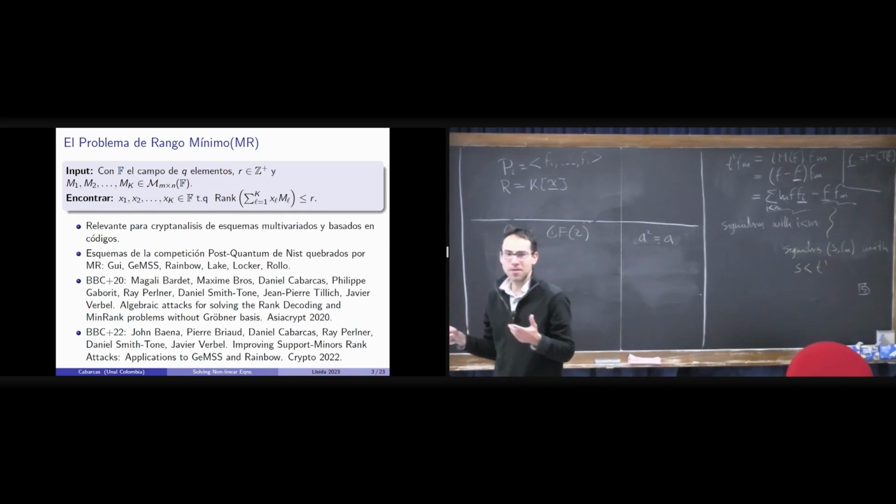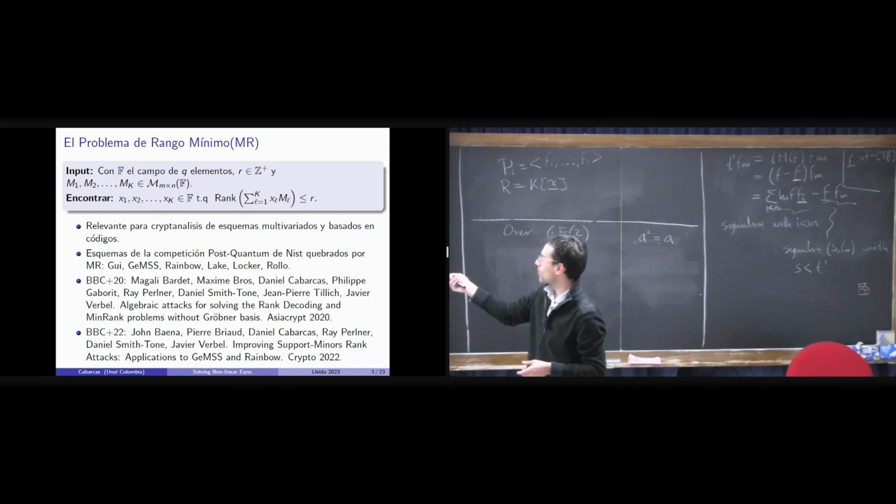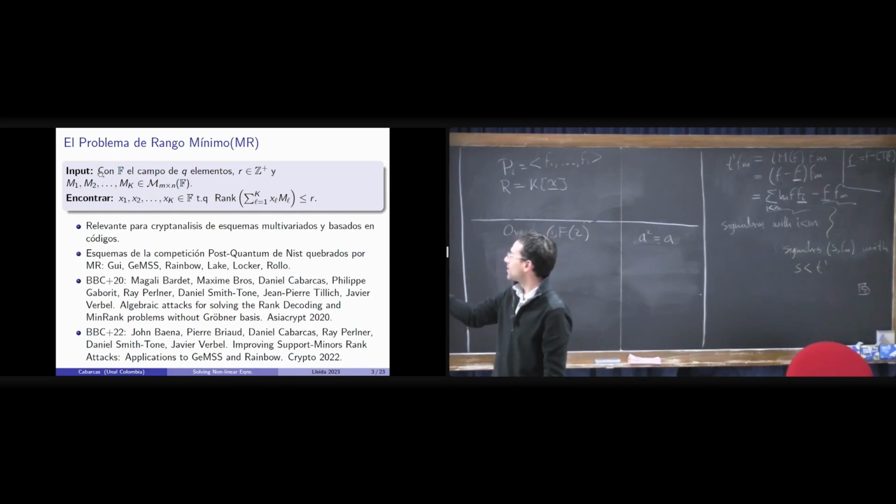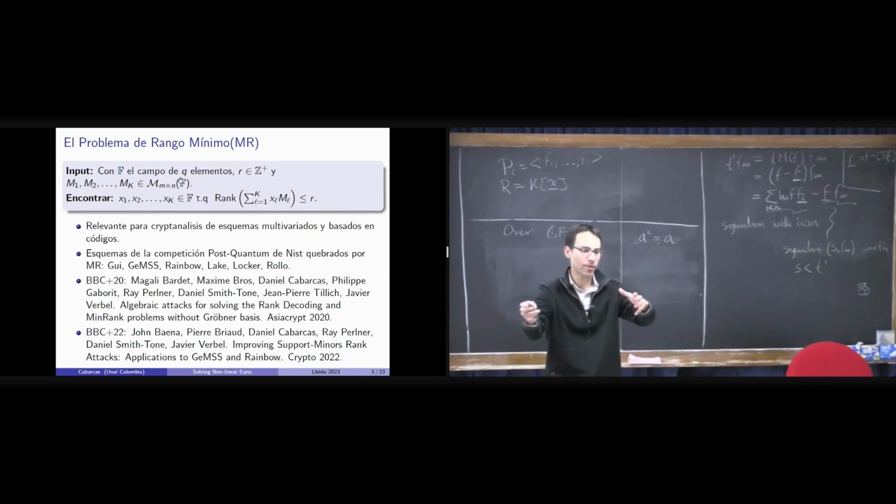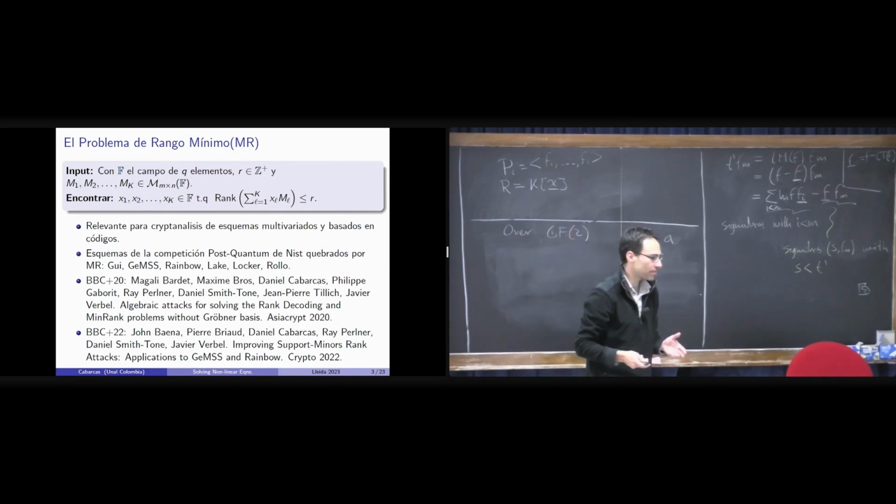We have been working on the MinRank problem. The MinRank problem is the problem that given K matrices over a finite field, you have to find a linear combination of them of rank less than or equal to a given value R. This is very relevant for cryptography. Many problems can be reduced to this MinRank problem.